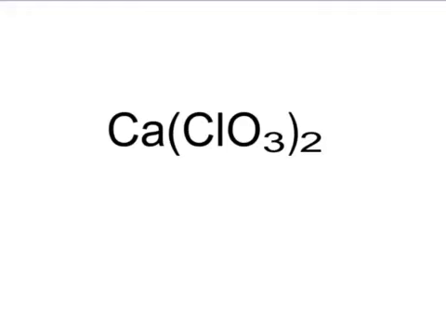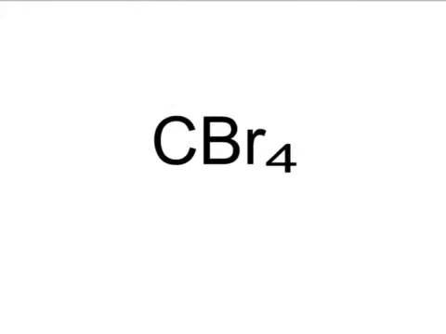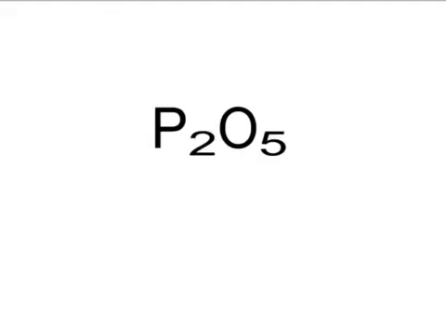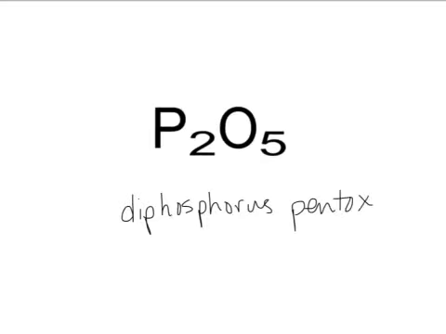Okay, calcium is representative, so this is simply calcium chlorate. Okay, this is a molecular compound. So we have carbon tetrabromide. We have another molecular compound. This is diphosphorus pentoxide.